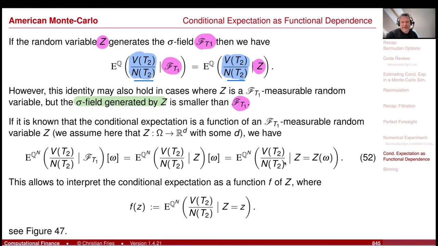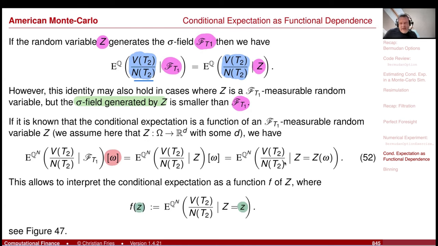So let's consider now that I write the conditional expectation always in terms of such a random variable. Assume I can find it, the stock, or in the general case, all my Brownian increments. Then I can describe the conditional expectation, instead of being a random variable which is a function of omega, as a function of a value, little z.